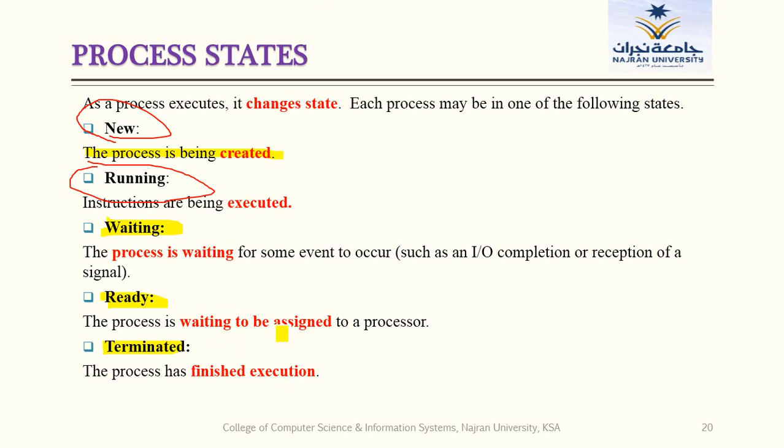Then maybe the process is currently in the running state, which means the CPU is executing the instructions, so the CPU is allocated to the process. Then we have waiting: a process is waiting for some event to occur, such as an IO completion or reception of a signal. In ready, the process is waiting to be assigned to a processor. Terminated means the process is finished. So these are the five states, and a process will be in one of them.